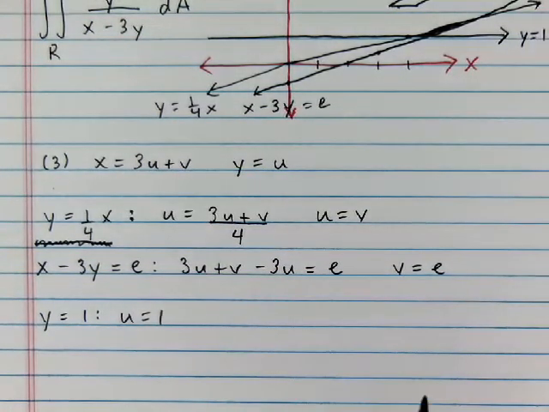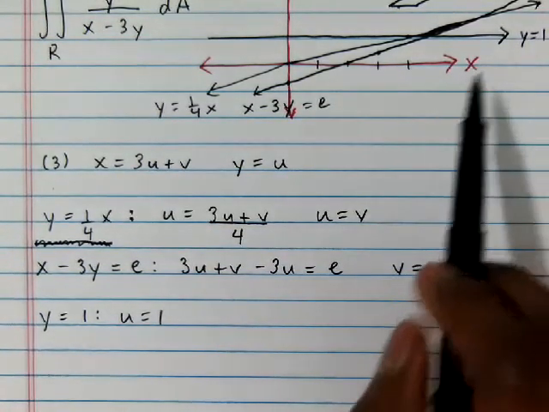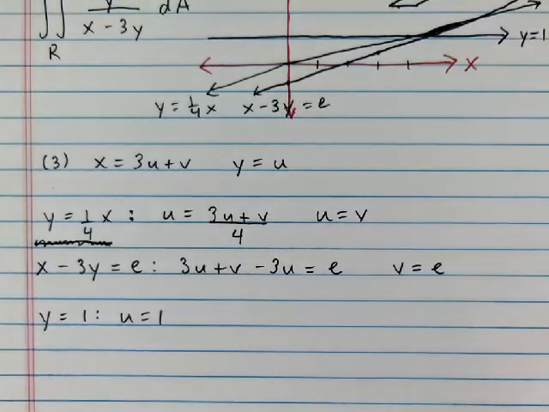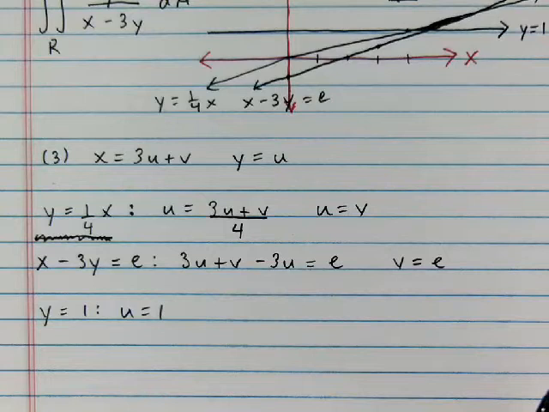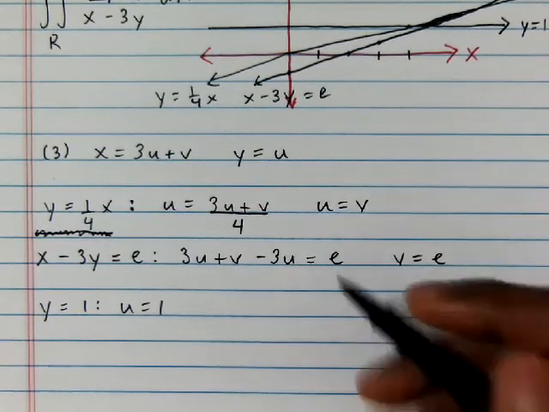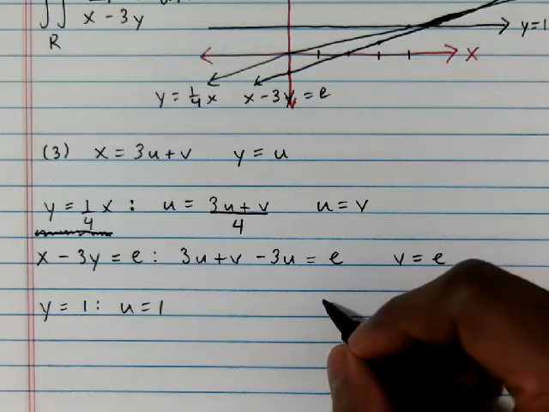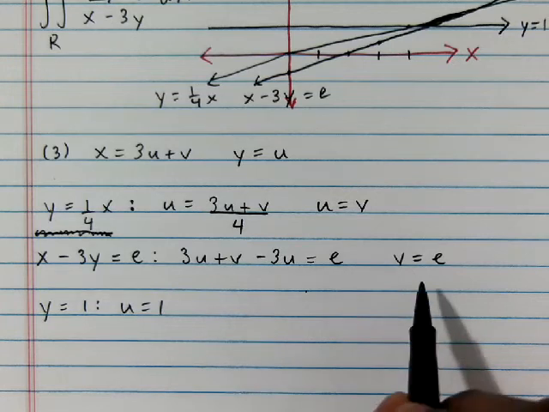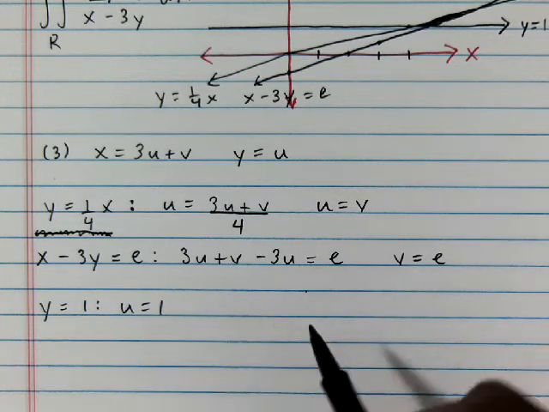Alright, so we've gotten all the information we could out of here, but now we wrote it in terms of u and v, and we're going to now sketch that region. And sketching the region was step 2, if I'm not mistaken. Sketching the region S. Alright, so we're going to have u equals v, v equals e, and u equals 1.